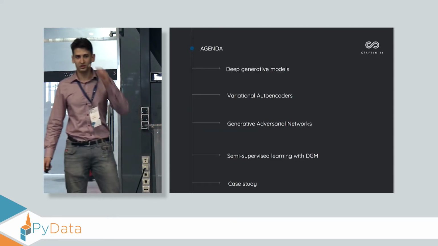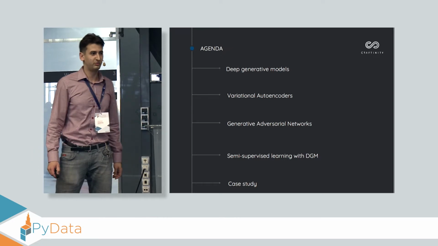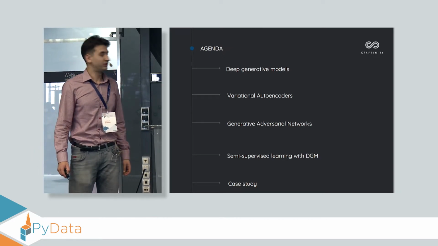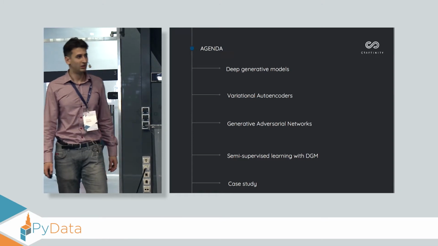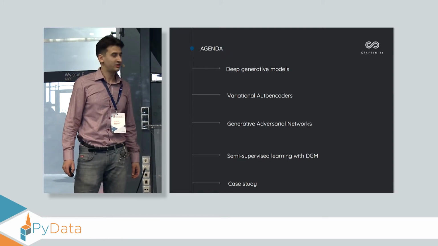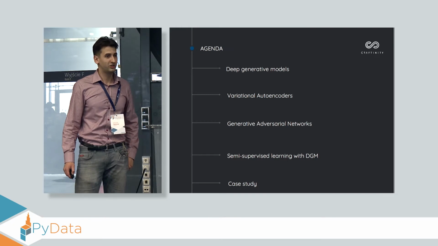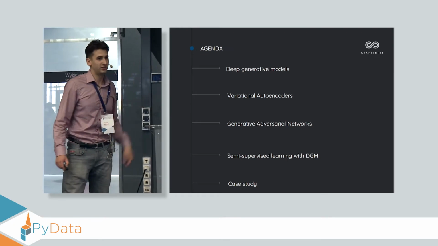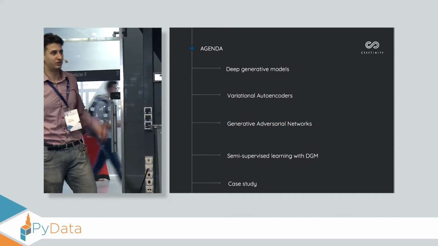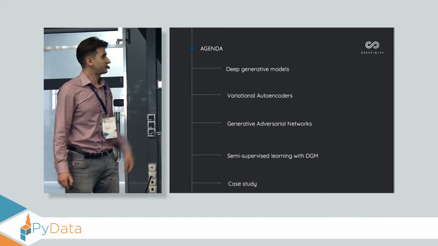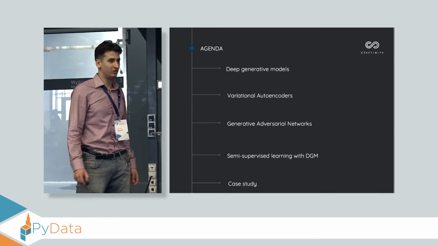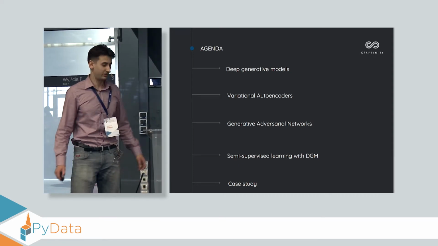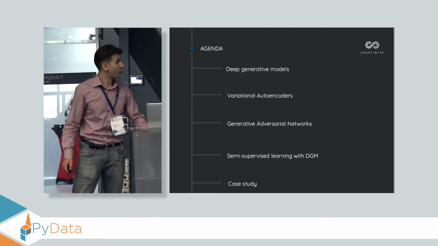So at the beginning, I will introduce deep generative models in general. Later, I will say something about the two most popular classes of models nowadays, that is variational autoencoders and generative adversarial networks. And within each class of model, I will briefly say how they can be used for semi-supervised learning tasks. And at the end, I'm going to show a case study with some results.